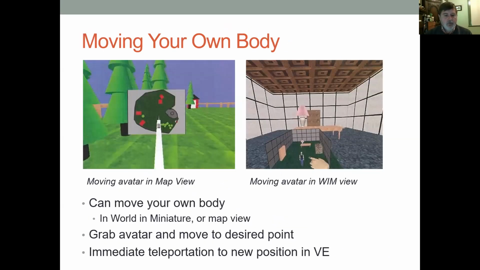Okay, you can move your own body, so world in miniature, where you point to where you're going to go, and then you move there, or you do it on a map. These are effective techniques. Generally, what happens with these is people either dim what they see and move there, or you have to be careful about having jerky motion between where you are and where you're going to end up.